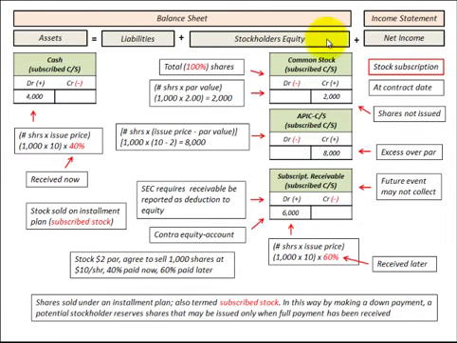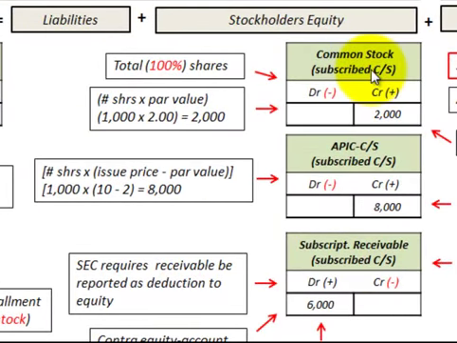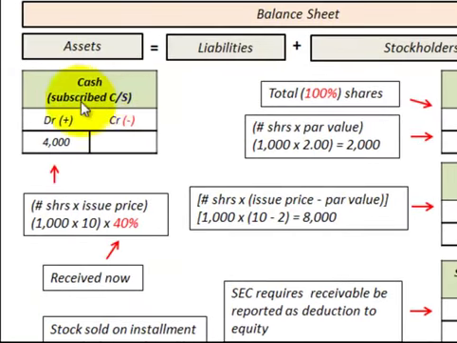So looking at our stockholders equity account for our common stock subscribed, this is where we would subscribe 100% of those shares. So we take the number of shares times the par value for our common stock subscribed account, and then our additional paid-in capital, that would be the excess over par, where we'd be taking the number of shares that we agree to sell times the difference between the issue price and the par value of that stock.